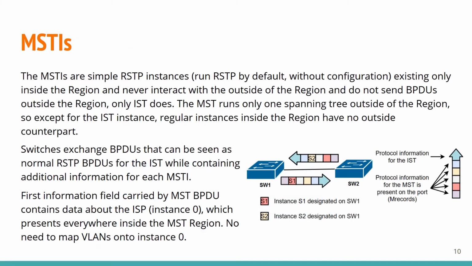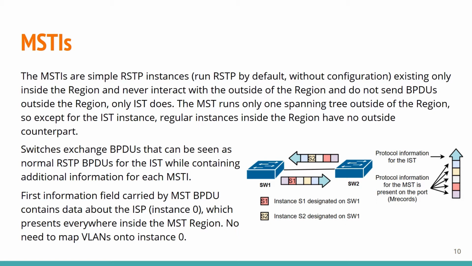Few more words about MSTIs. The MSTIs are simple RSTP instances that run RSTP by default without configuration, exist only inside the region, never interact with the outside of the region, and do not send BPDUs outside the region. Only IST does. The MST runs only one spanning tree outside of the region, so except for the IST instance, regular instances inside the region have no outside counterpart.